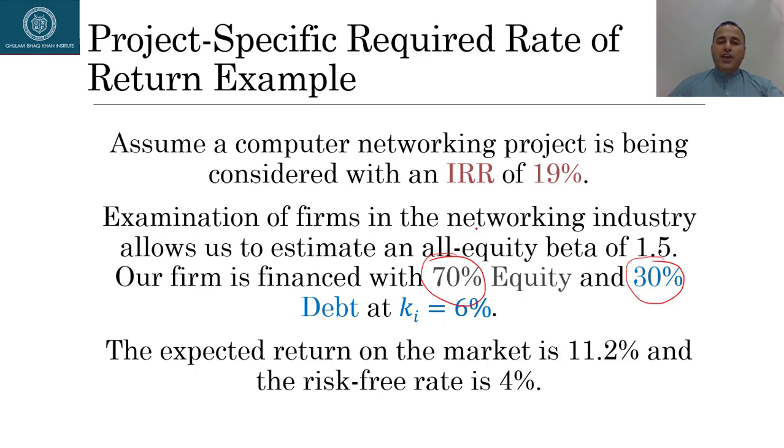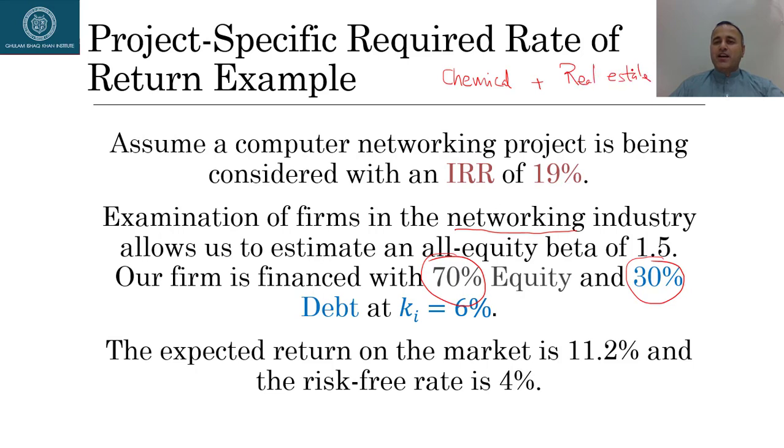Here the project is in the networking industry. The book has a very good example of why we need project-specific proxies. Suppose there is a company mainly engaged in producing some chemical products. That company is considering undertaking a project in real estate.